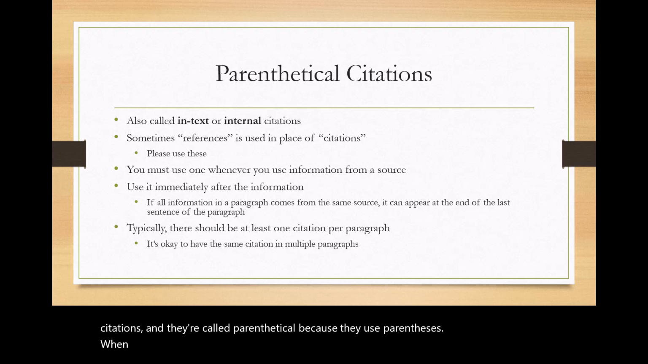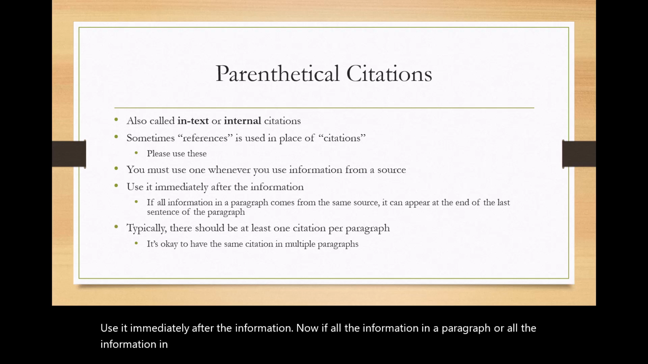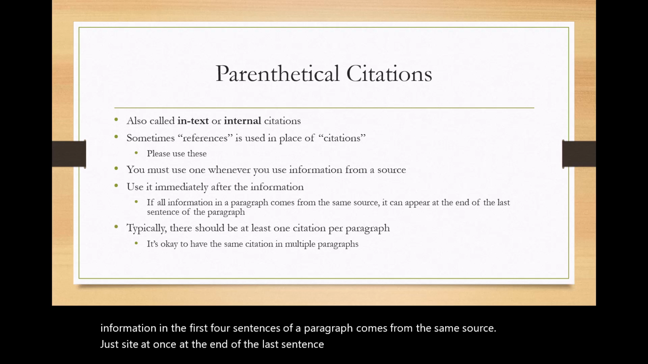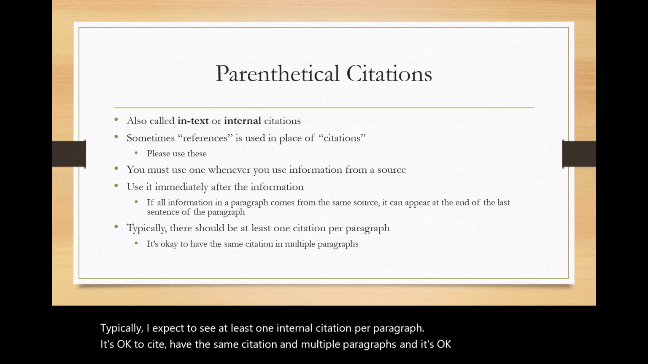Whenever you use information from a source, you have to use a parenthetical citation. Use it immediately after the information. Now, if all the information in a paragraph or all the information in like the first 4 sentences of a paragraph comes from the same source, just cite it once at the end of the last sentence where that information is used. Typically, I expect to see at least 1 internal citation per paragraph. It's okay to have the same citation in multiple paragraphs, and it's okay to have more than 1 citation in a paragraph.